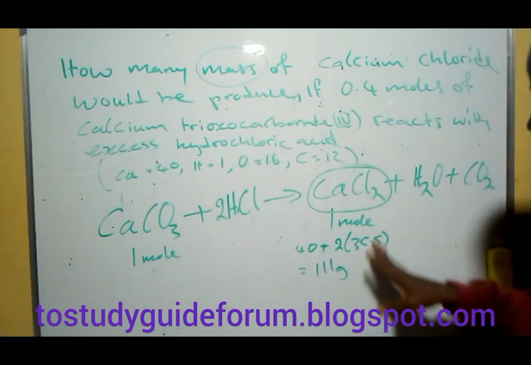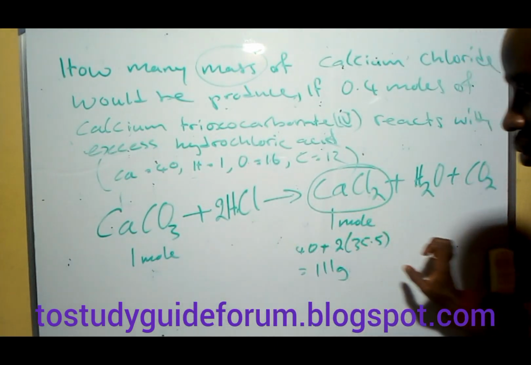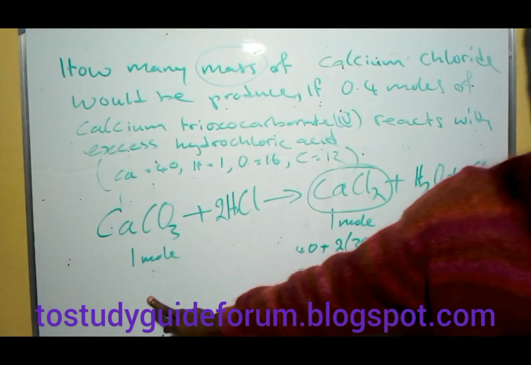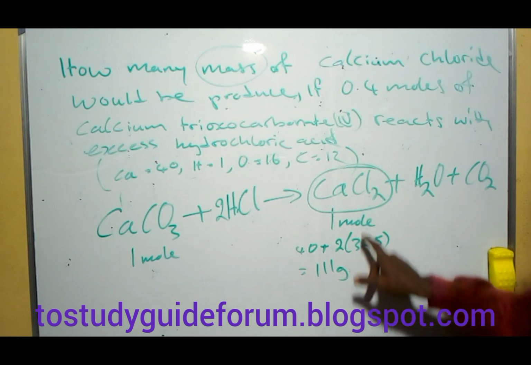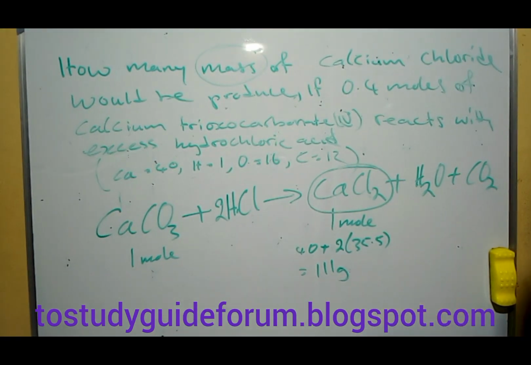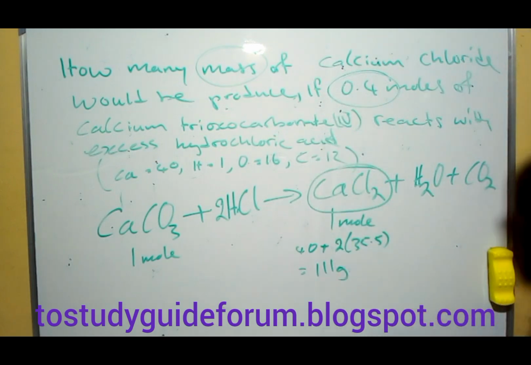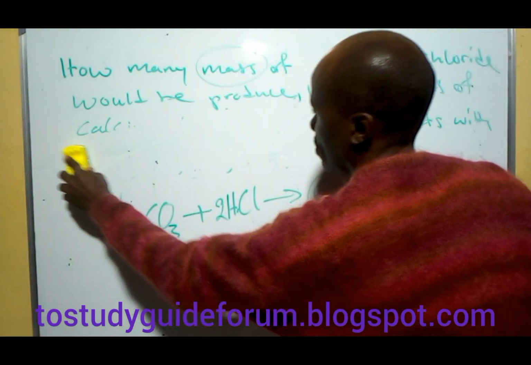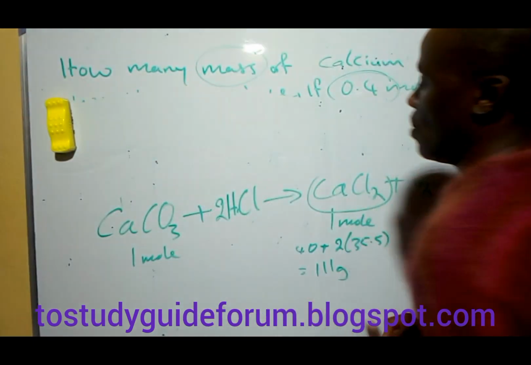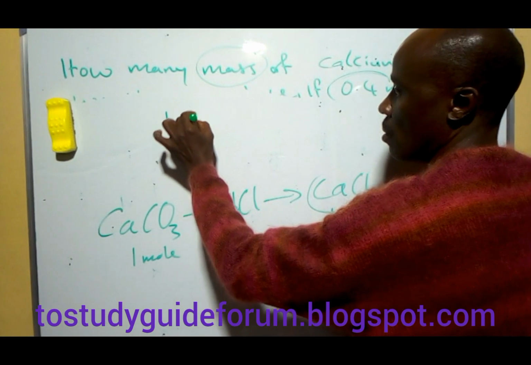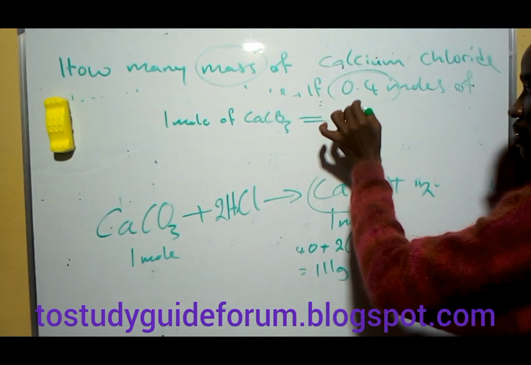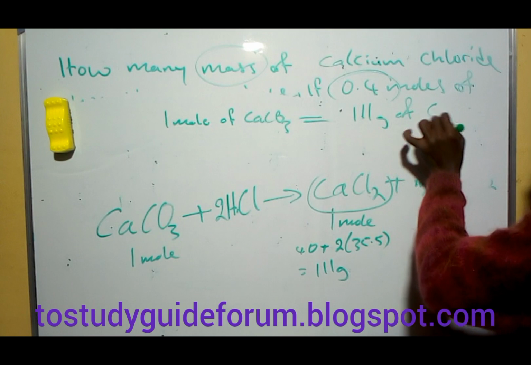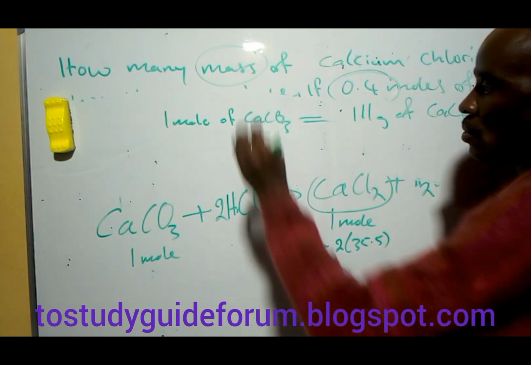That is, from this balanced equation, it is telling us that 1 mole of calcium trioxocarbonate will liberate 111 grams of what? Calcium chloride. That is what it means. So in that case, what do we want for 0.4 mole? It means that one mole of calcium trioxocarbonate will give us 111 grams of calcium chloride.